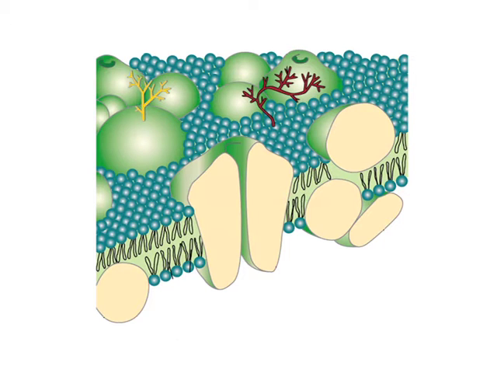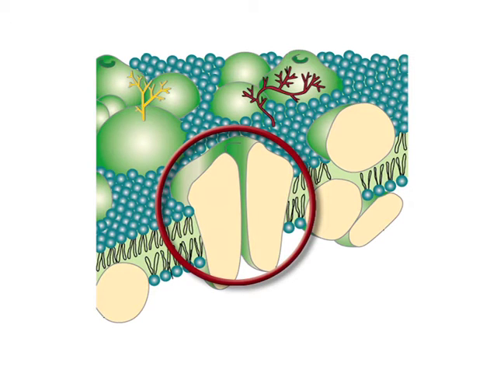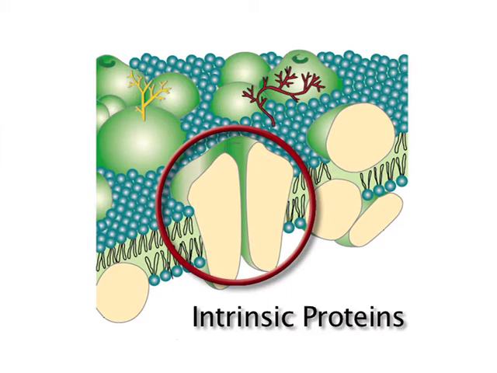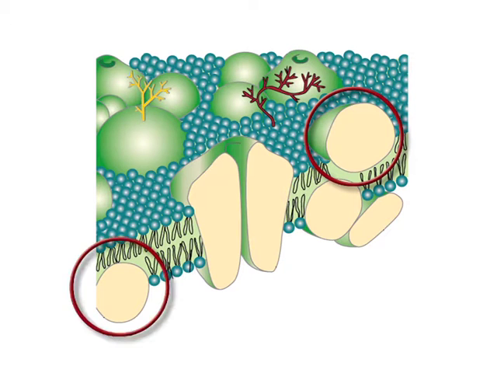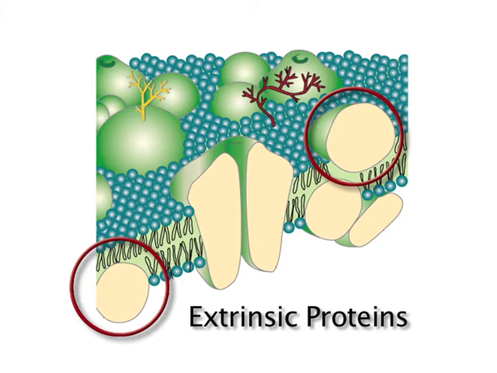Some of the proteins span the entire membrane, and these are called intrinsic proteins. Some are enzymes, and some form channels to transport water-soluble molecules across the membrane. Some form ion carriers or channels. Some proteins are only partly embedded in the membrane, and so may be on either surface of it. These are called extrinsic proteins.